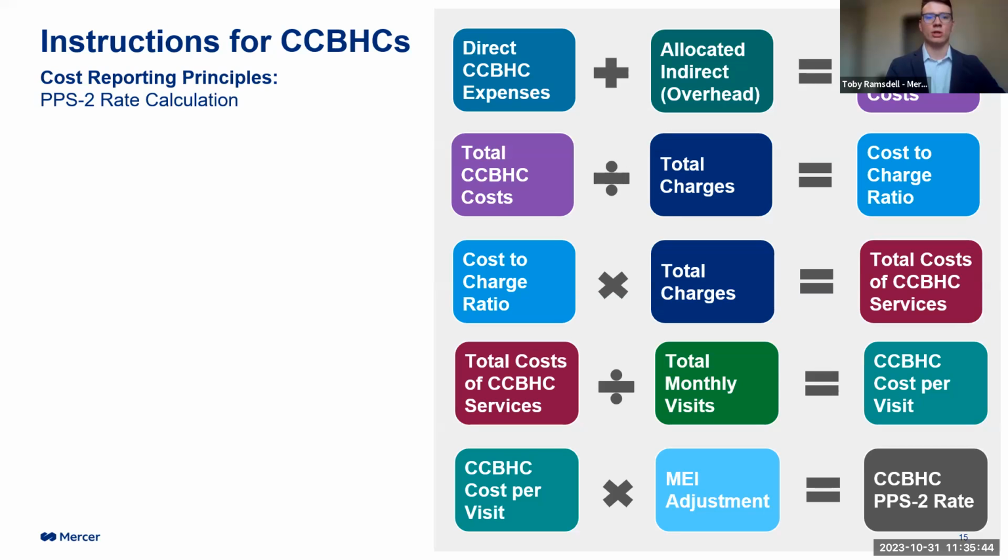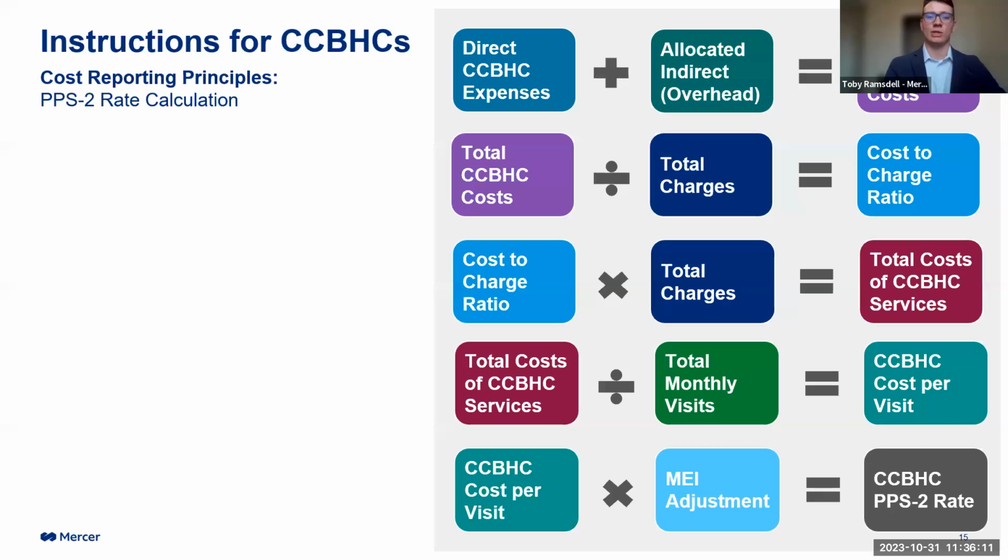So at this point, the cost to charge ratio is multiplied by total charges, which will give you the total costs of CCBHC services. Again, in this scenario, it will all be allocated to the standard population. Total cost of CCBHC services divided by total monthly visits results in that population's CCBHC cost per visit. So that's the per visit rate.